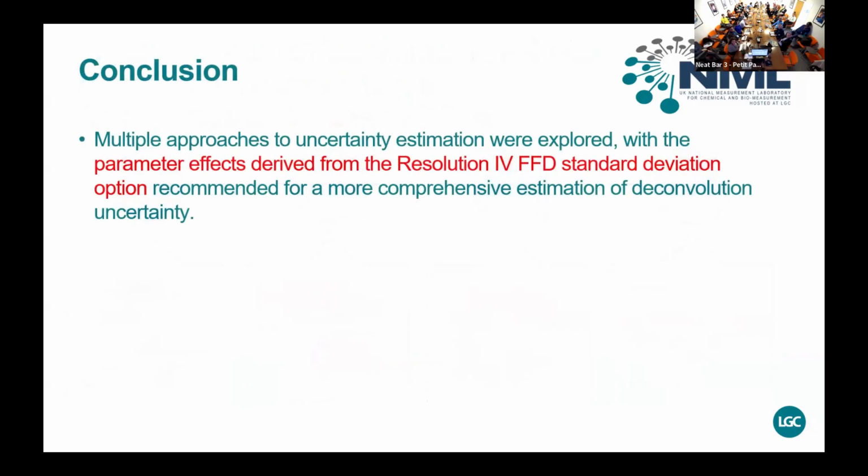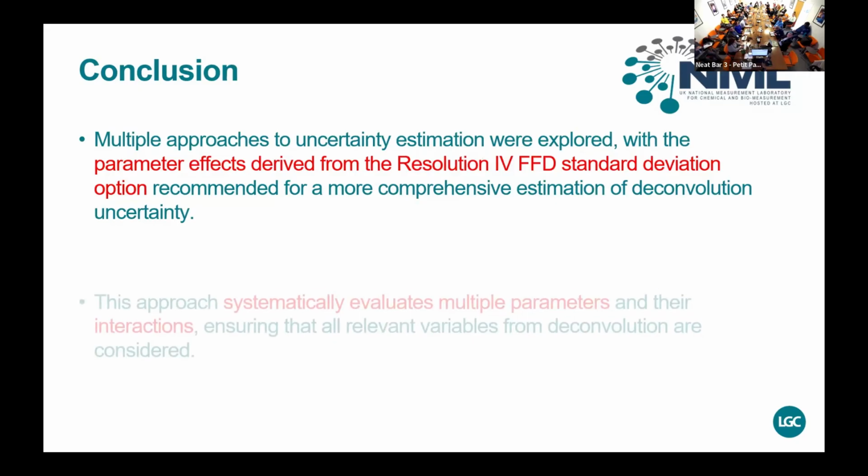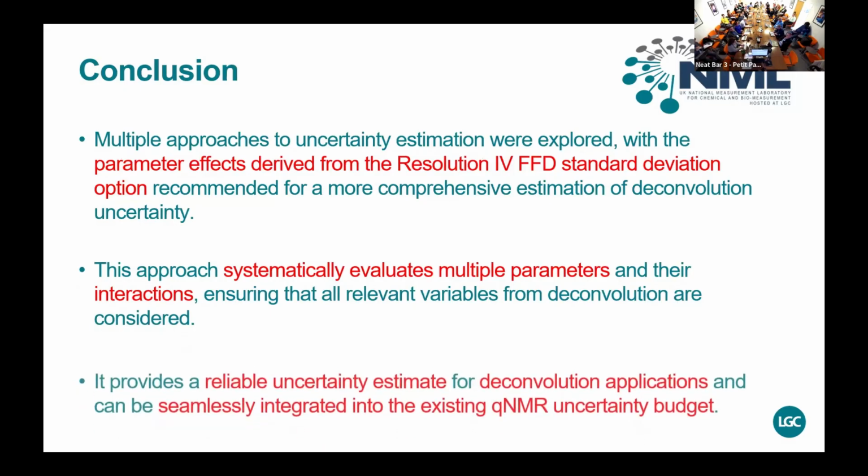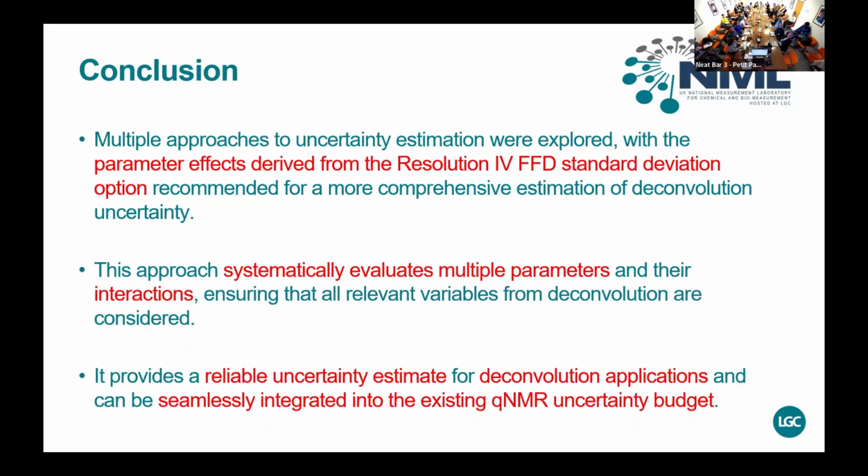So in conclusion, we looked at many different approaches to determine the uncertainty of the deconvolution processing step, and we came up with the resolution for fractional factorial design using the standard deviation option as the most comprehensive estimation of the deconvolution uncertainty. It's a systematic way that evaluates different parameters, their effects and interactions. It can provide you with a reliable uncertainty, which you can add on to your already established uncertainty in a seamless way.